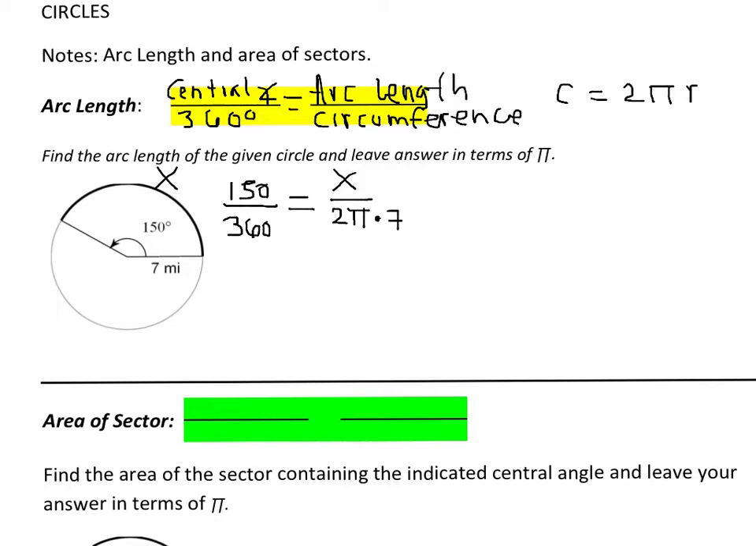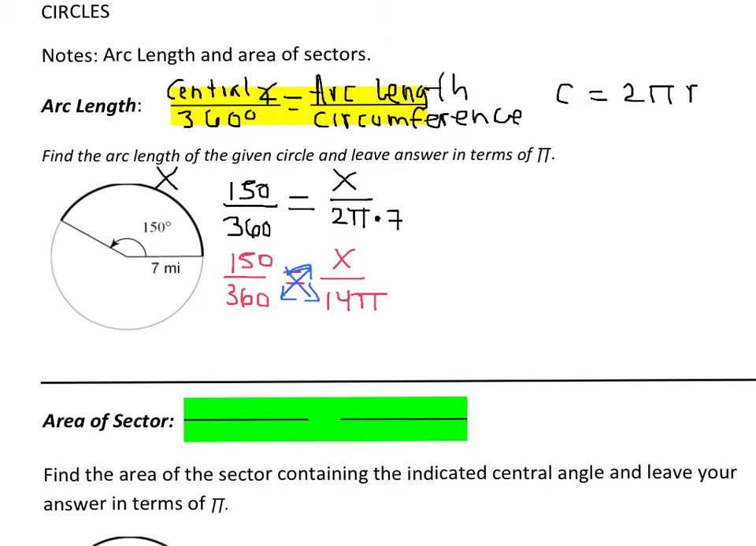Okay, so now let's just bring this down. So this is 150. I'm not doing anything yet. I'm just simplifying what's on this side because I have 2 pi times 7, and I'm going to multiply 2 times 7. So 2 times 7 is 14 pi. Okay, so now I hope you remember this is a proportion, and when we have proportions we cross multiply.